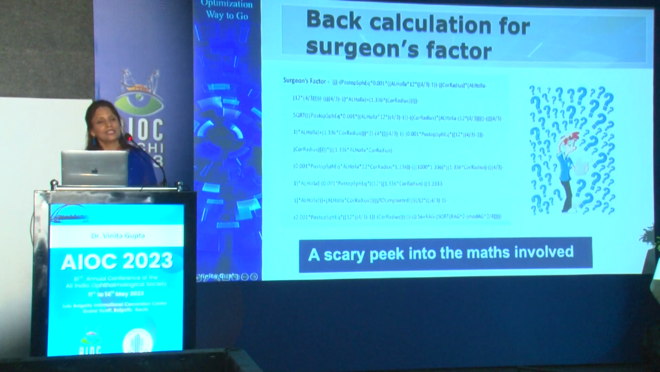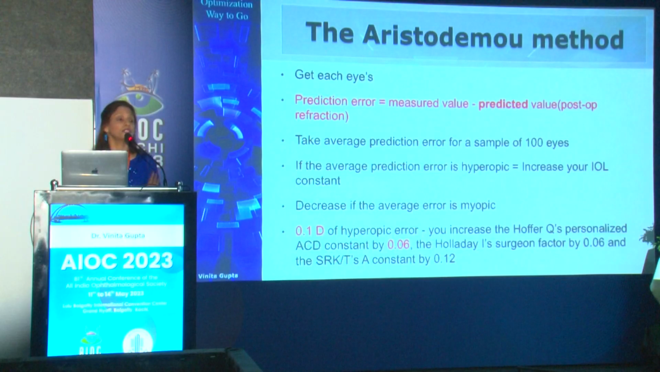But remember, that was a simple example I gave you for the SRK formula, which is the simplest. But that formula is anyway obsolete, as I told you, SRK. For the surgeon factor, which I told you is a part of your Holladay formulas, obviously look at these calculations. Oh God, I'm going to scratch my mind. Will I be able to do it? This involves a lot of mathematics. So it's not possible to do this manually.